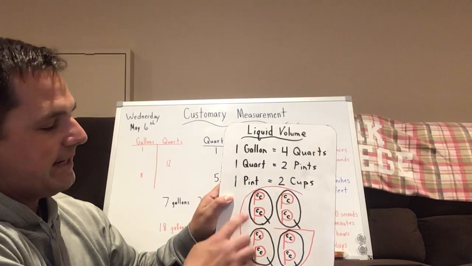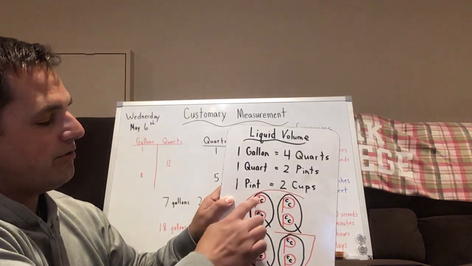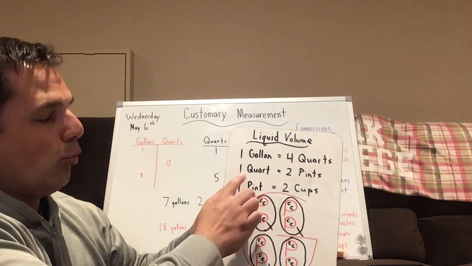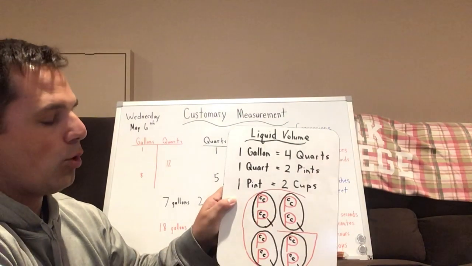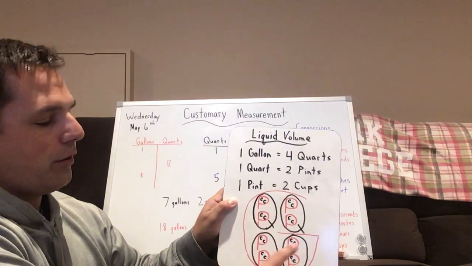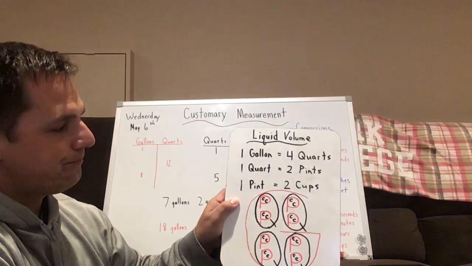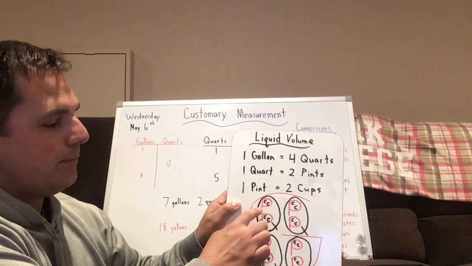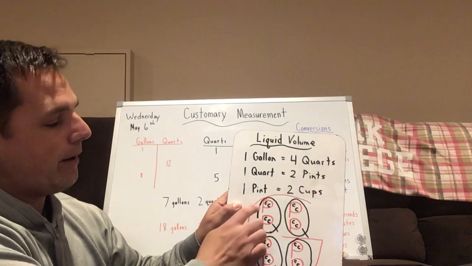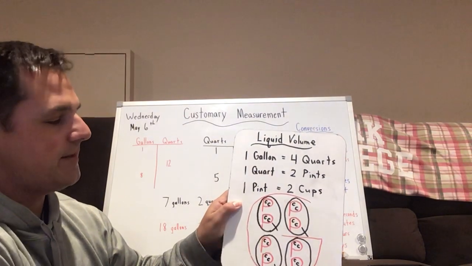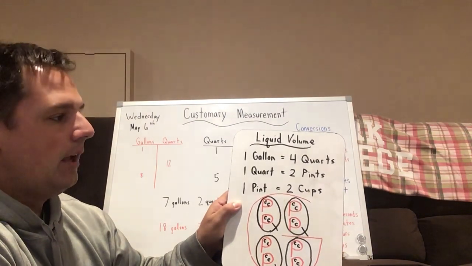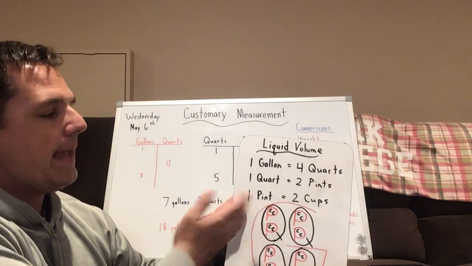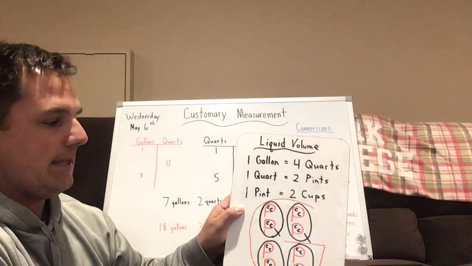And then you can also see inside each quart, there are 2 P's. Obviously, 1 quart equals 2 pints, so that's why there are 2 P's inside of 1 quart. And you can see that every one of the quarts has 2 P's inside of them. And then last, inside the P's, there are 2 C's. So for every pint, there are 2 cups. And what that allows me to do is better see how many cups might be in gallons or how many pints might be in gallons.